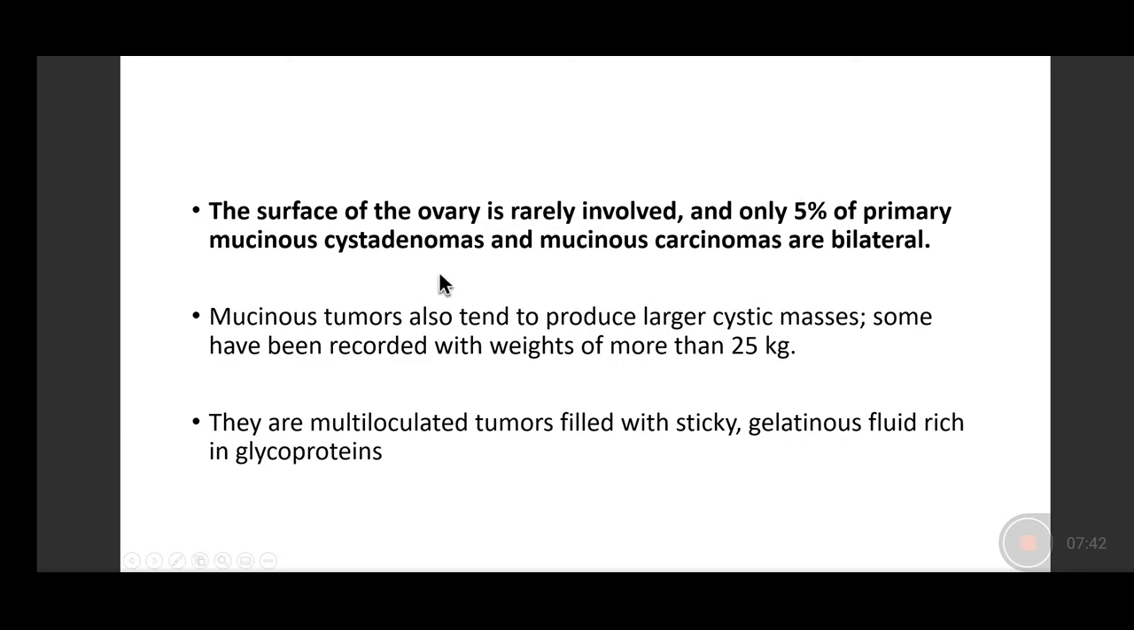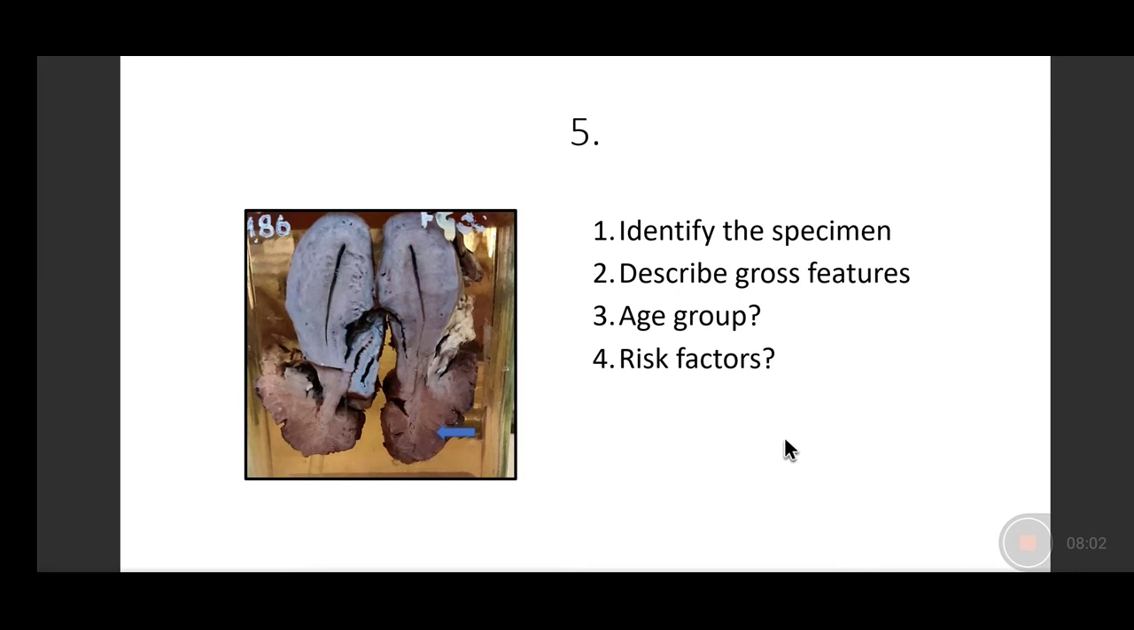So the mucinous tumors produce larger cystic masses compared to the serous ones, and they have multiloculated areas in which sticky gelatinous fluid rich in glycoproteins is usually found. In the serous ones, you will find a more clear and serous appearing straw colored fluid.